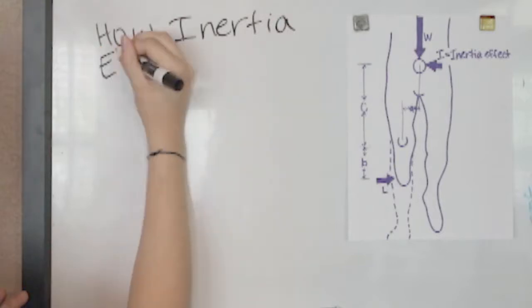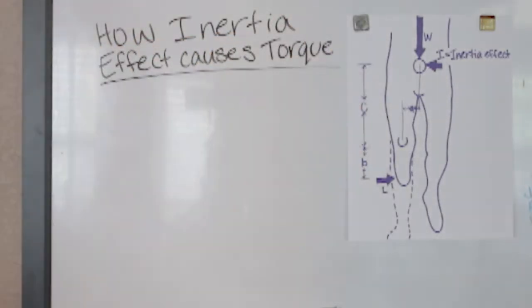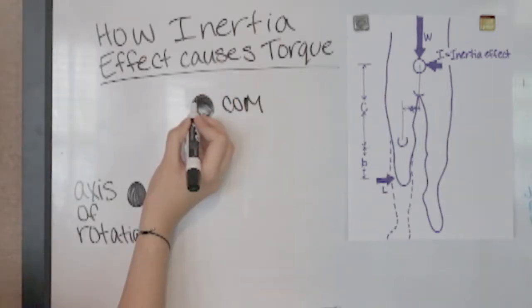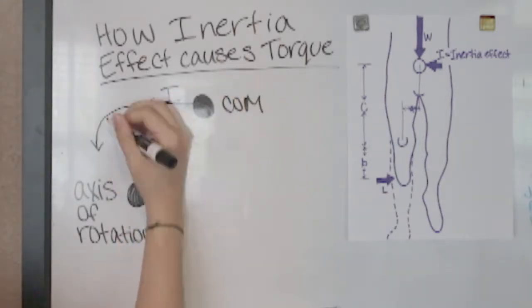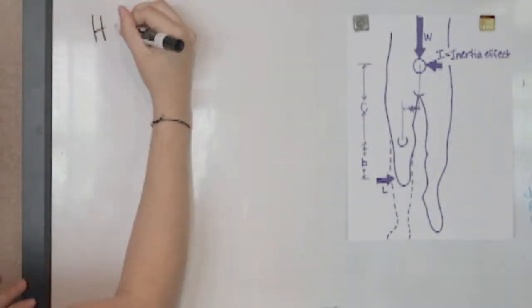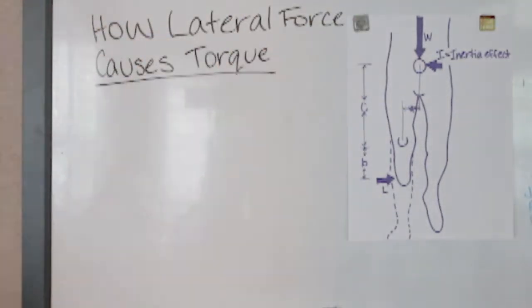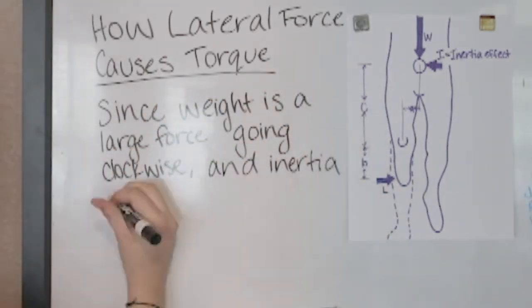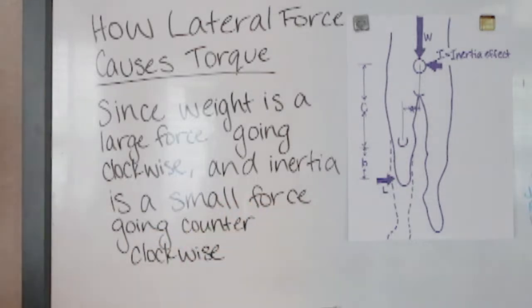The inertia force discussed earlier also provides a force that acts on the axis of rotation, again the knee, at a distance c from the knee, which results in a counterclockwise torque. This counterclockwise torque is much smaller. Lateral force is a bit trickier. Since weight is a large force relative to the small inertia force, there must be some other torque to help inertia cancel the torque due to weight.